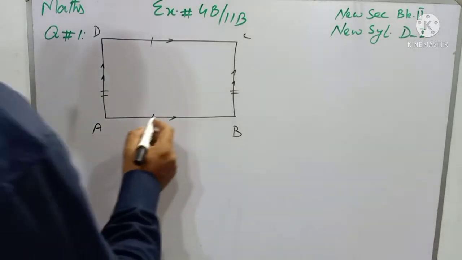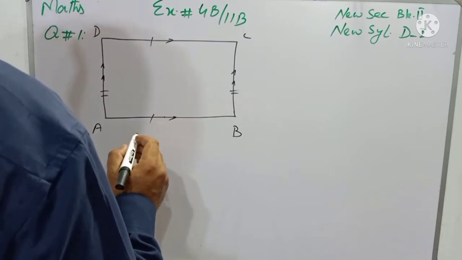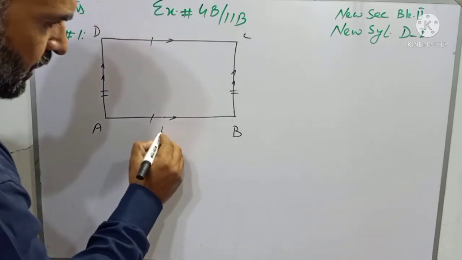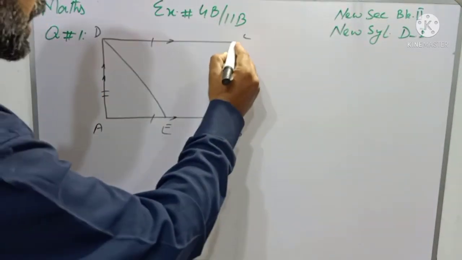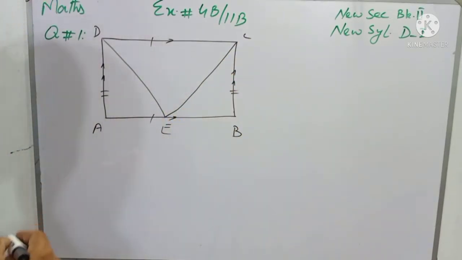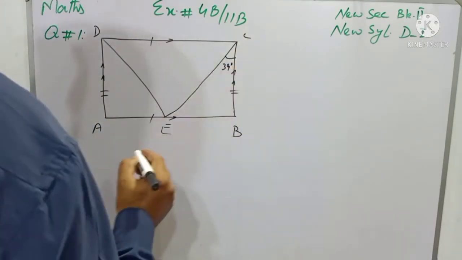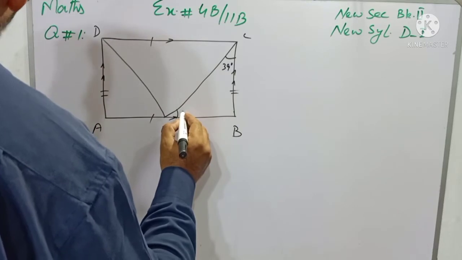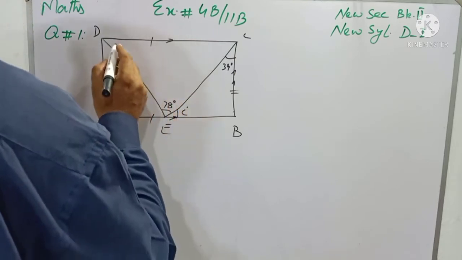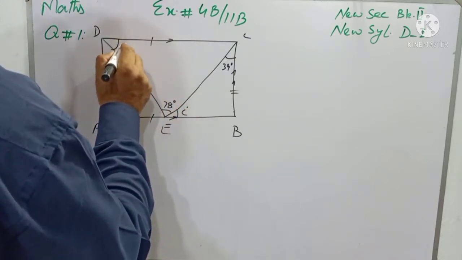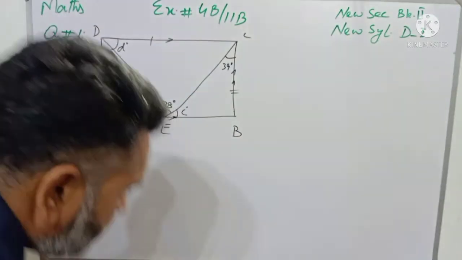So students, E is a point on AB, and D and C are joined with E in this way. And students, the angles are: this angle is 39 degrees, this angle is C degrees, and it is 78 degrees, and this angle is D degrees, and we have to find the value of C and D.